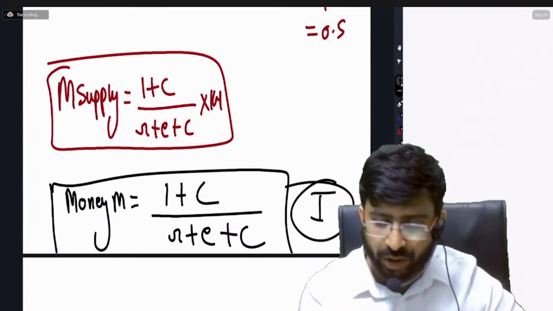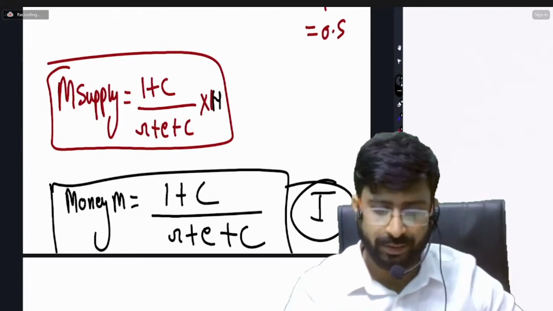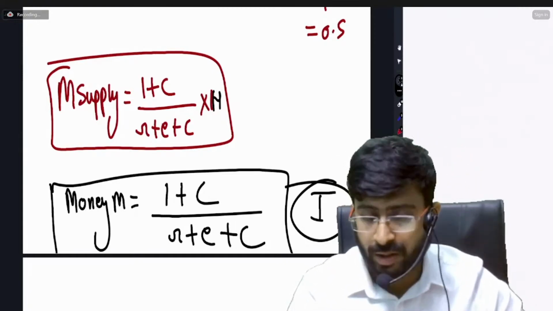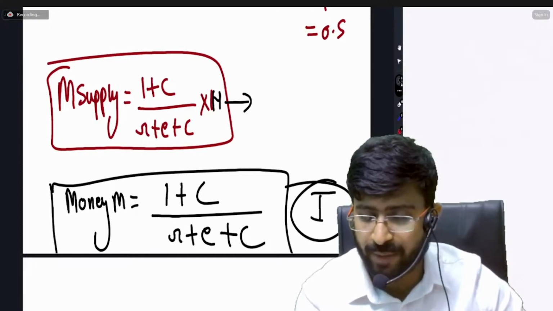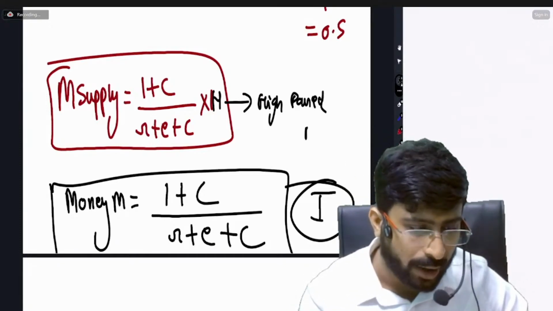Sir, here what is C? What is H? You all know it is basically the money held. I mean, high powered money. H is high powered money.